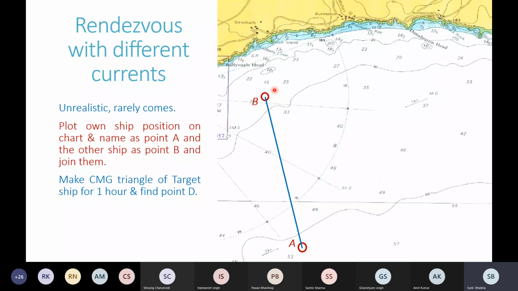Now what we do is we have to make the course, distance and current, course, speed and current, or the course made good triangle for target ship for 1 hour. So for this, what we do is we first plot the course steered by the other ship. You see this blue color vector here, Bravo Charlie. This is the course steered by the other ship. Let's mark it with a single arrow.